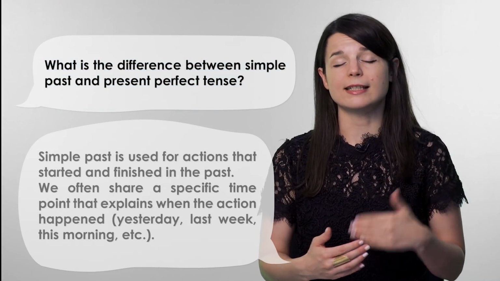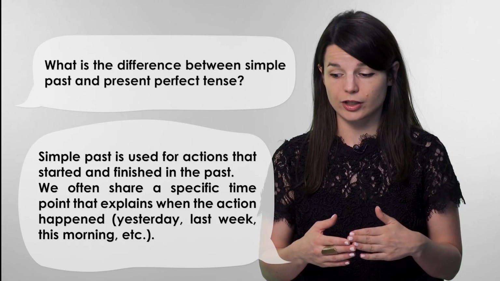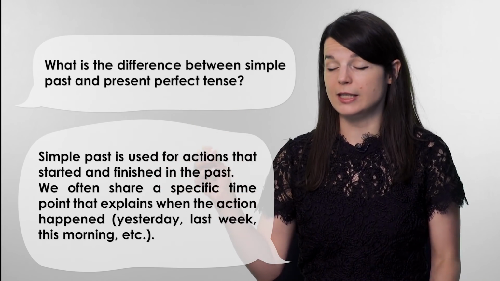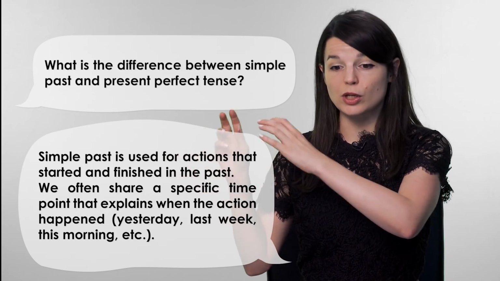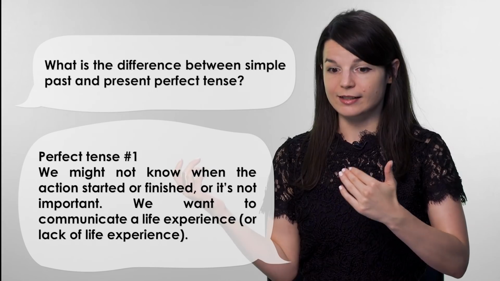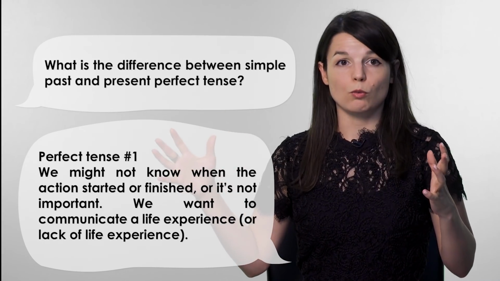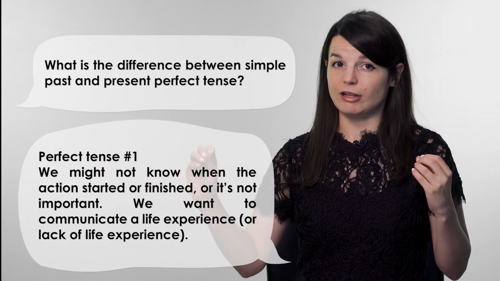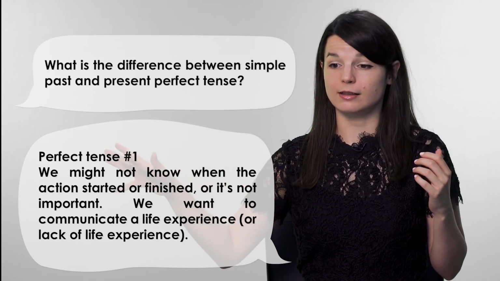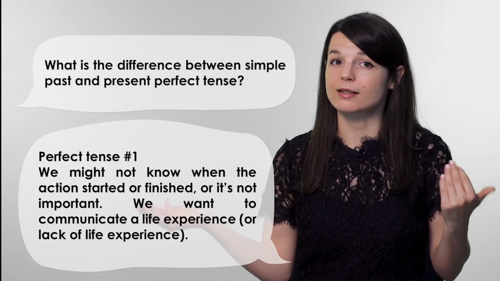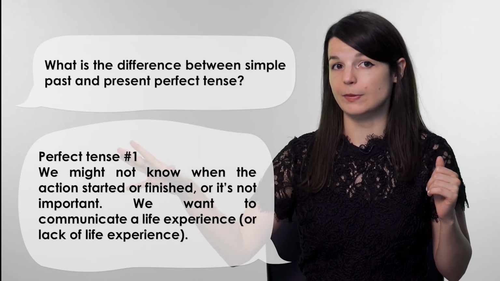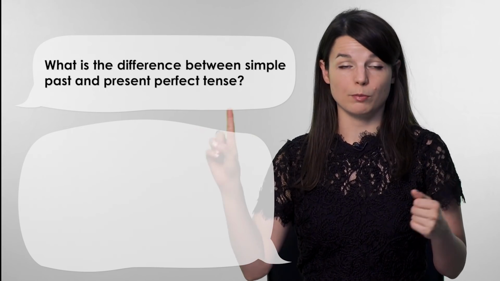The main difference is that simple past tense is used for actions that started and finished in the past. There's often a specific time point. We know when the action started and when the action finished. With perfect tense though, we don't know when the action started or when the action finished. So we use it to talk about life experience in the past, where when it happened is not so important, but we use it for travel experience or job experience. So that's one thing that we do with perfect tense.